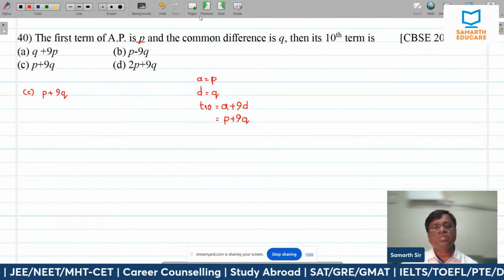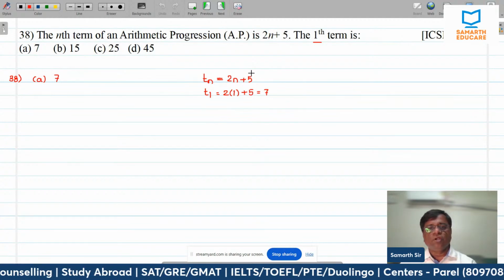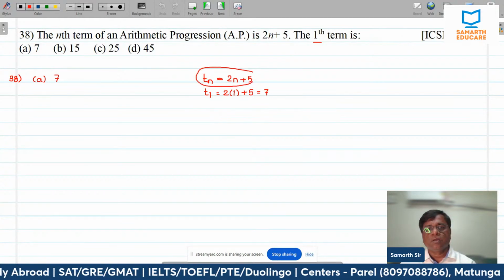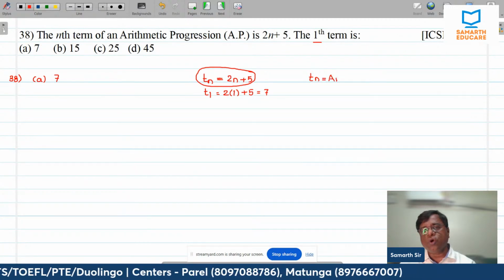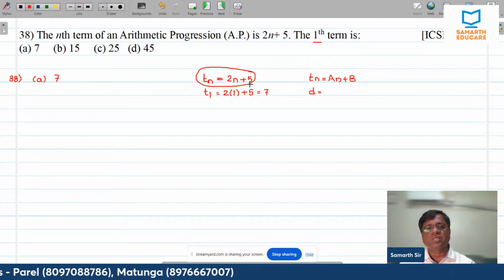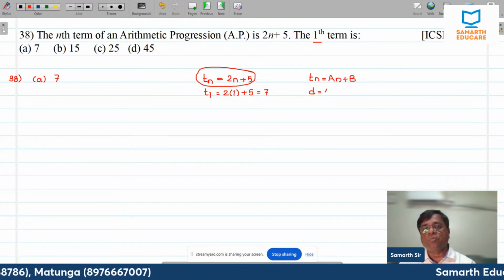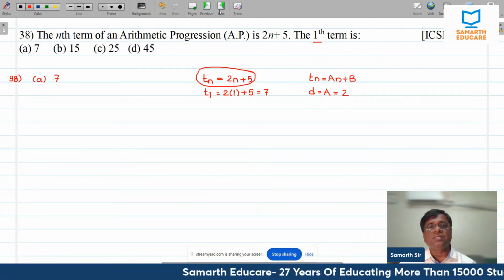One thing I forgot to discuss in the first question that we solved here: if you remember, this is of the form An plus B. So they might also ask you for the common difference. If they ask you for the common difference, what is the common difference? The common difference is A in this case, and that is equal to 2. The coefficient of n is the common difference.